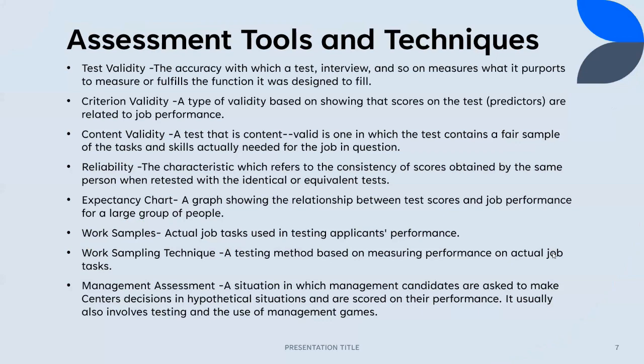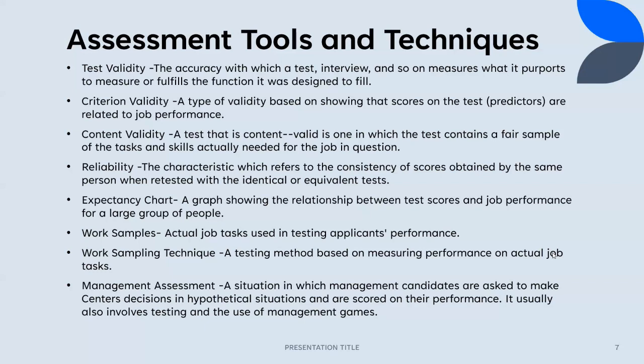These are some of the tools and techniques. We have the test validity, we have the criterion validity. The test validity is the accuracy usually associated with the tests. So we try to make tests for the candidates to measure what we want to measure for this job, or what the requirements are for a specific job. Then there is the criterion validity, which is based on showing that scores on the test are related to the job performance. Then we have the content validity.